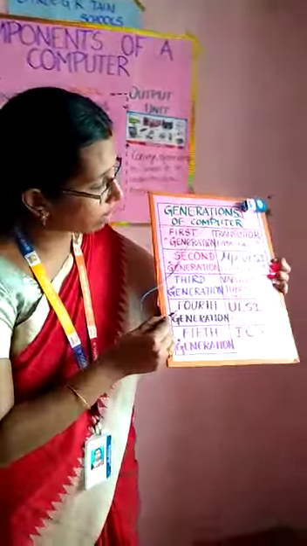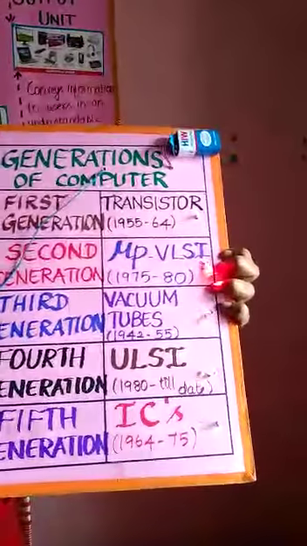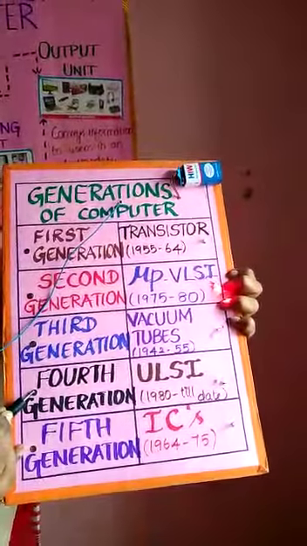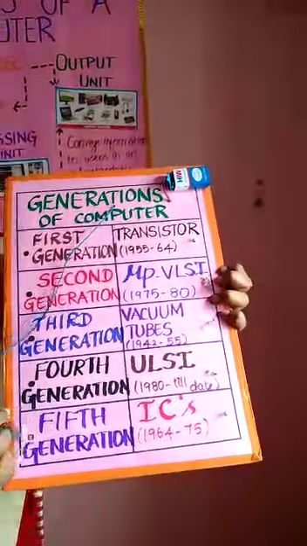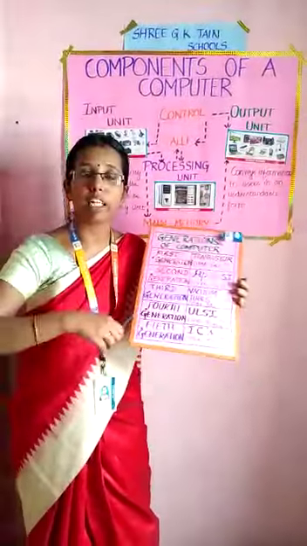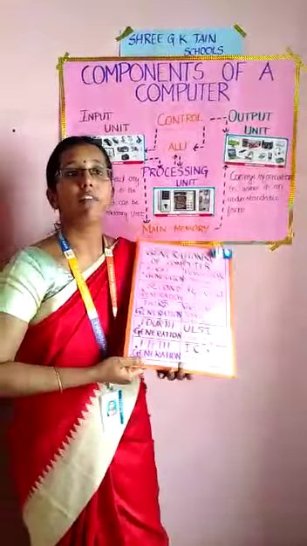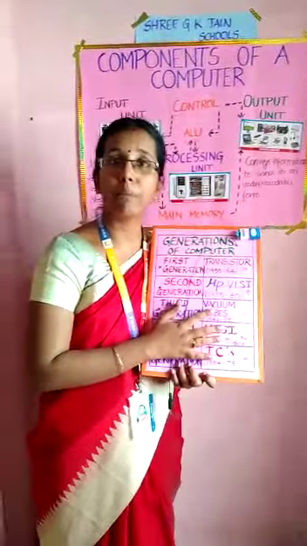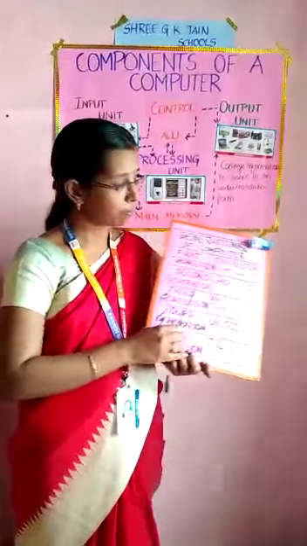And the fourth generation is microprocessor, very large scale integrated circuits, from the year 1975 to 1980s. So after this microprocessor, we have microcomputers. For example, IBM and Apple were developed.